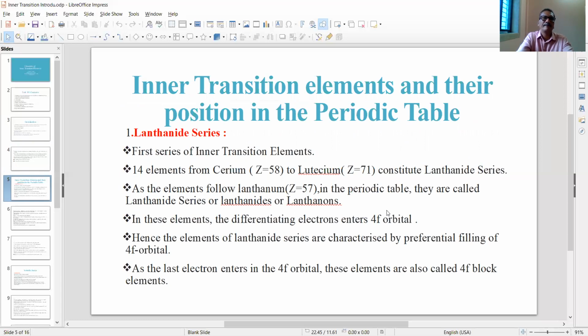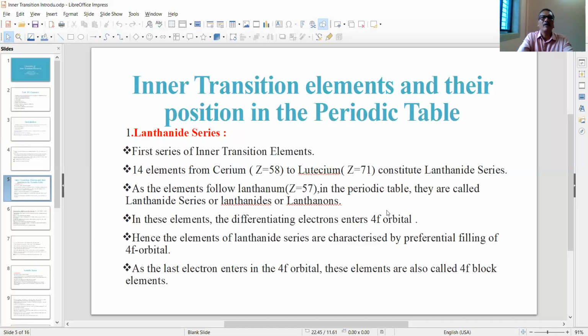The first one is the lanthanides. As I just told, it is the first series of the inner transition elements. The 14 elements from cerium 58 to lutetium 71 constitute the lanthanide series. If you see the periodic table, in group 3 there is atomic number 57, and after 57 the next element is hafnium with atomic number 72. The cerium to lutetium series we place at the bottom of the periodic table.